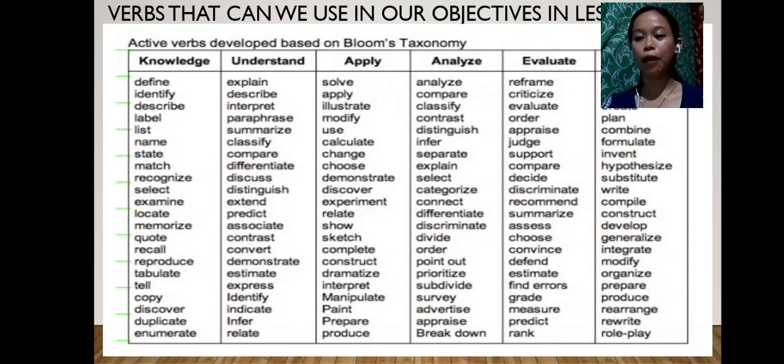I have here active verbs developed based on Bloom's taxonomy. I know that this Bloom's revised taxonomy is very useful right now because we already make a lesson plan. So as you can see in this picture, these are verbs that we can use in our objectives in the lesson plan. We have here knowledge, understand, apply, analyze, evaluate, create.